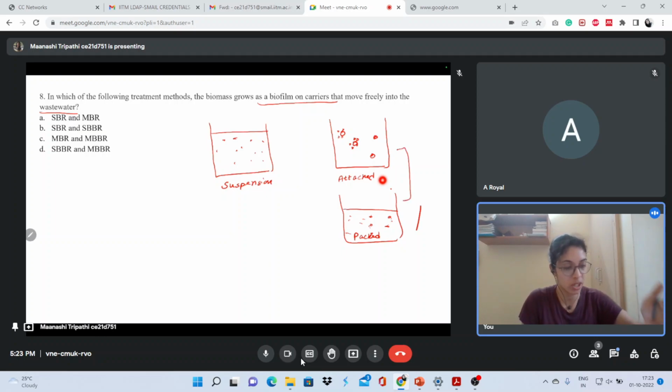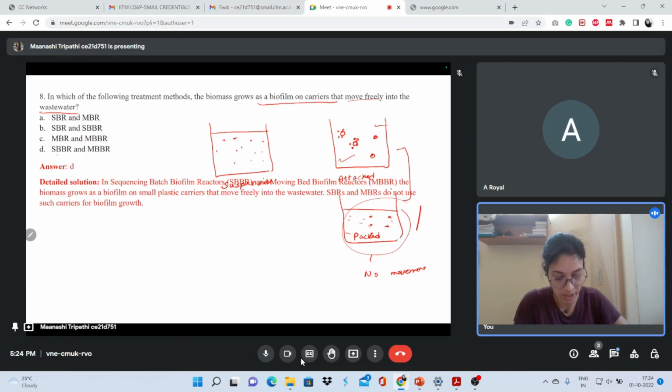But here the question is saying that the carriers are moving freely, so we are talking about this case. Here the carriers are packed. They are not moving at all in this case. No movement. But here the carriers are moving. So we are talking about this case. So what could be the answer? Let's see. So the answer is D.